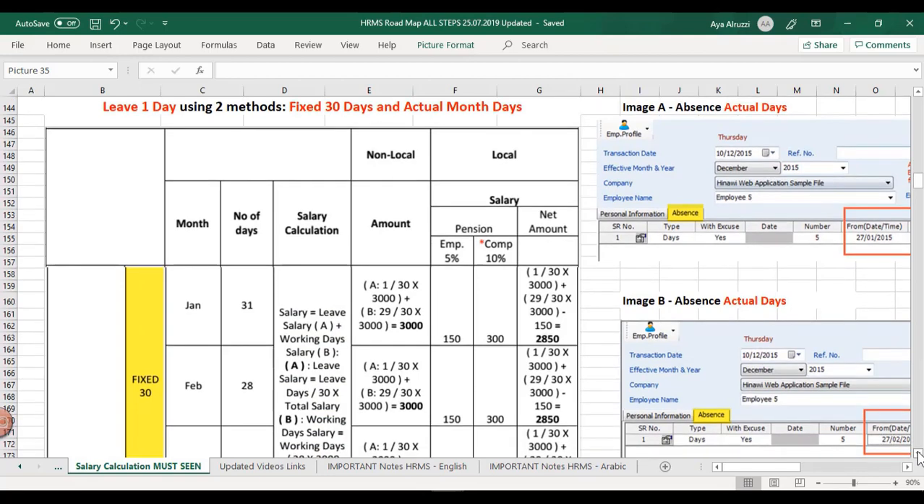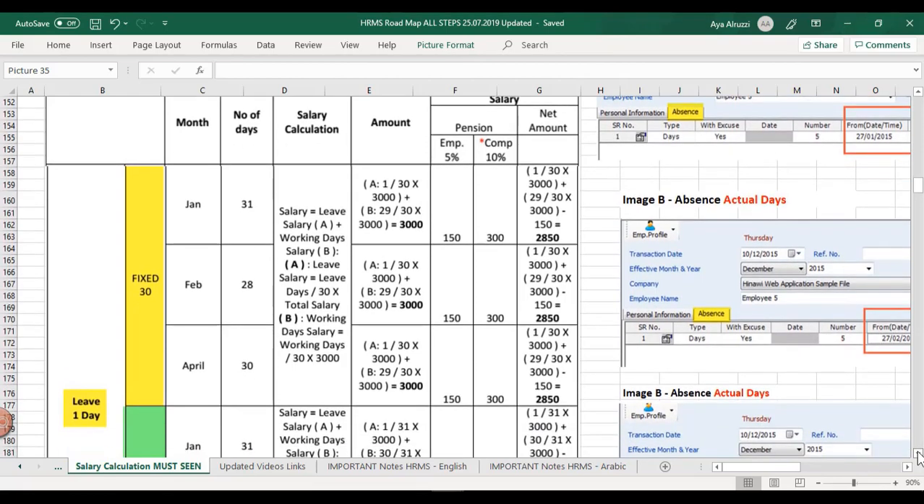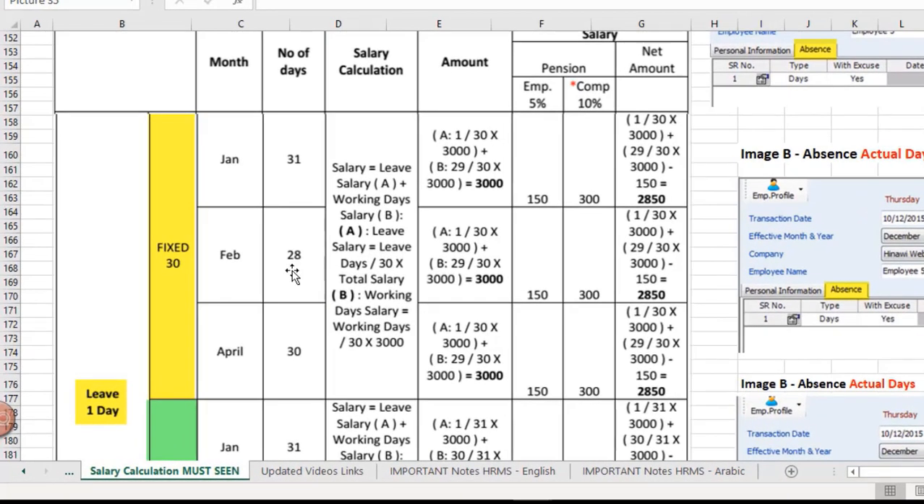So here, as we can see, when there's 1 day of leave, regarding fixed 30 days, whether we're talking about January, February, or April, so whether we're having 31 days, 28 days, or 30 days, in the salary calculation, the way it's calculated is that the leave salary will be added to the working days of the salary. So part A and part B will be added.